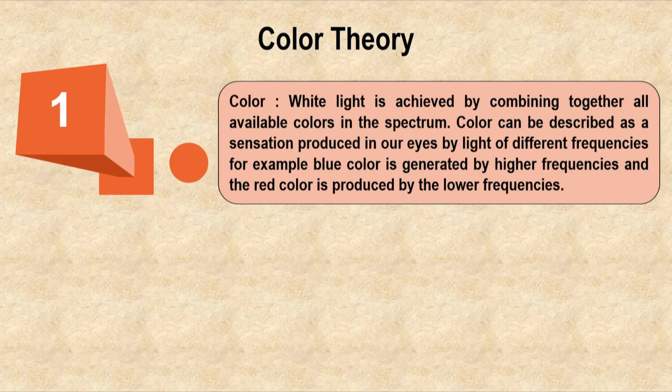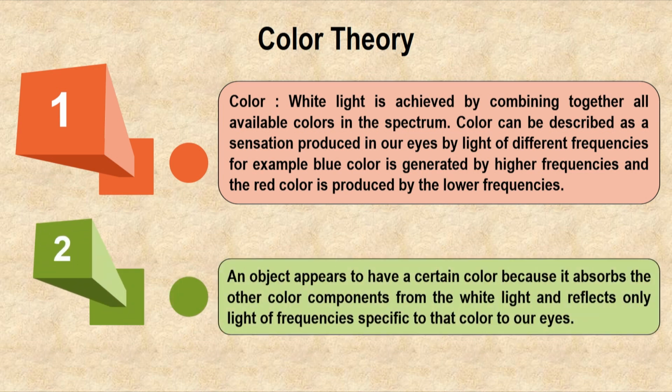graphics. Color is a light achieved by combining together all the available colors in the visible spectrum. Colors can be described as a sensation produced in our eyes by light of different frequencies. Say for example, blue color is generated by higher frequencies and the red color is produced by the lower frequencies. An object appears to have certain color because it absorbs the color components from the white light and reflects only light of frequencies specific to that color to our eyes. And due to this, the object appears to be a specific color.